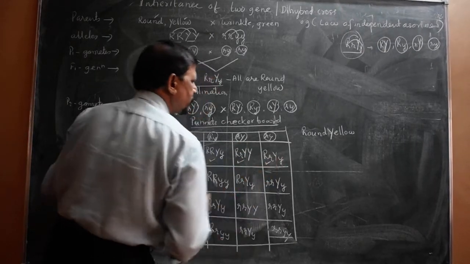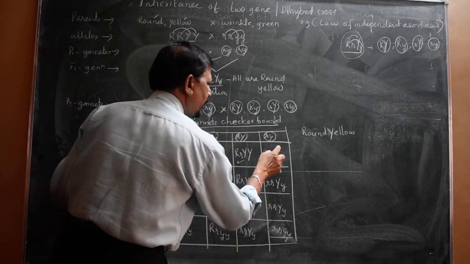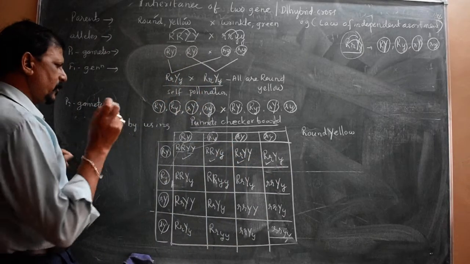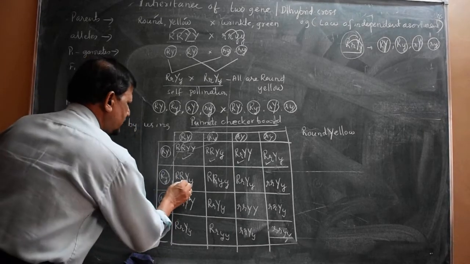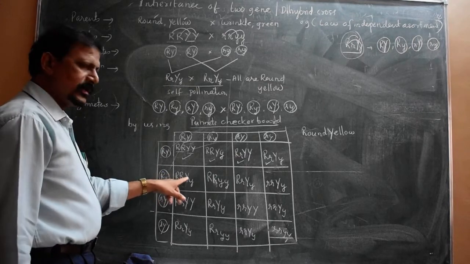And this is also round yellow. Capital R is there and capital Y is also there. This is also round yellow. Now this one, capital R, capital Y. Notice here, this is also round yellow. Capital R is there and here is also capital Y.